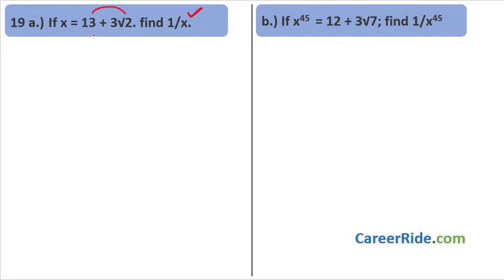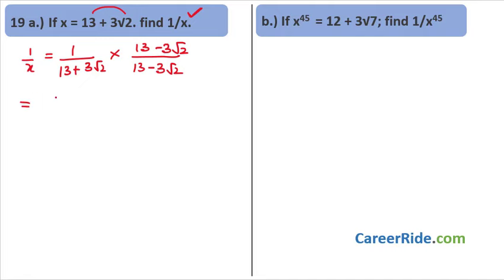If x is equal to 13 plus 3 root 2, find the value of 1 upon x. So my 1 upon x is equal to 1 upon 13 plus 3 root 2. But the catch here is you are never going to find this in the options, because they are expecting you to rationalize it. So how would you do that? I would multiply the numerator and denominator by 13 minus 3 root 2, because I'm trying to get a square minus b square form.